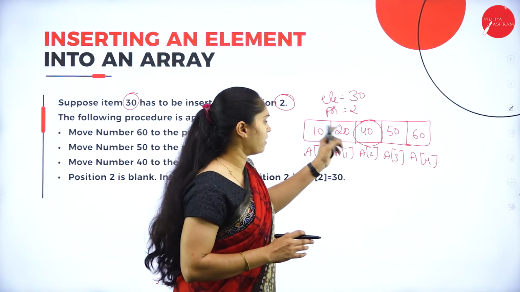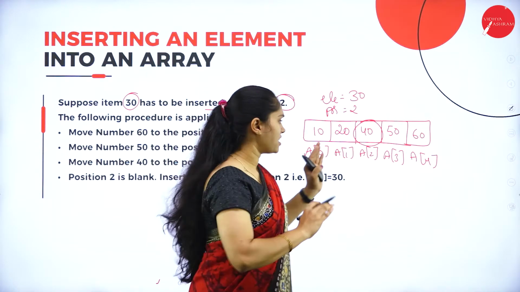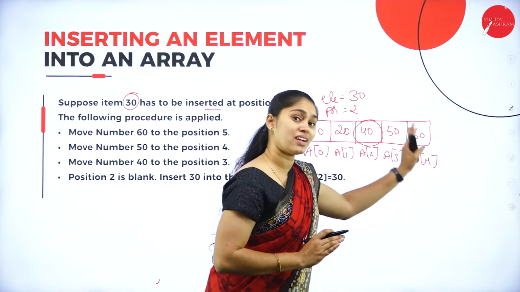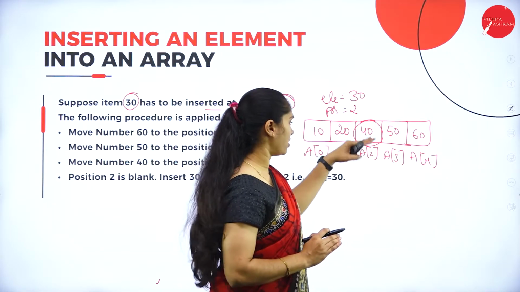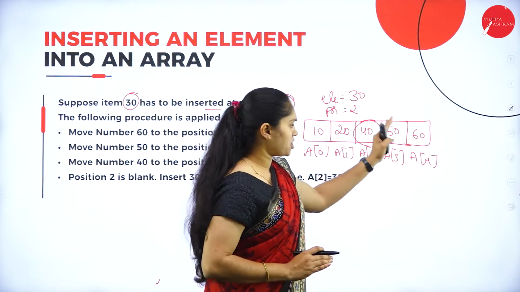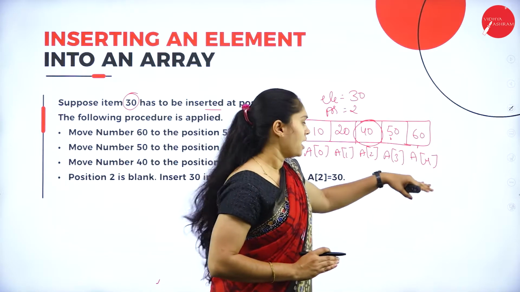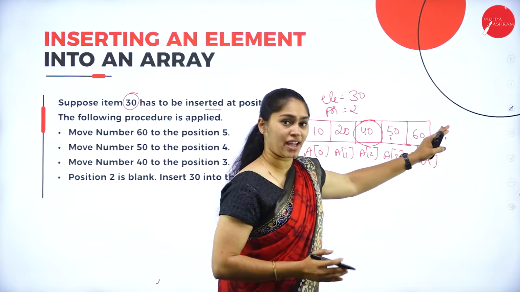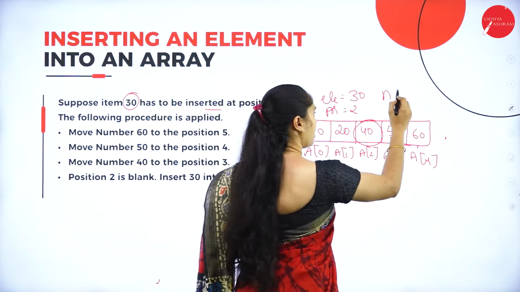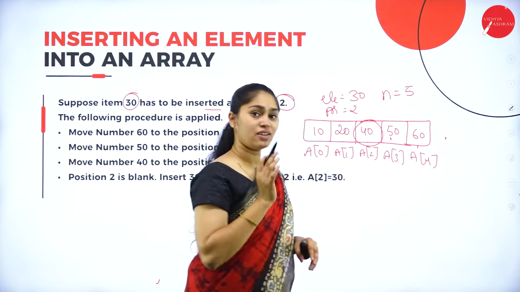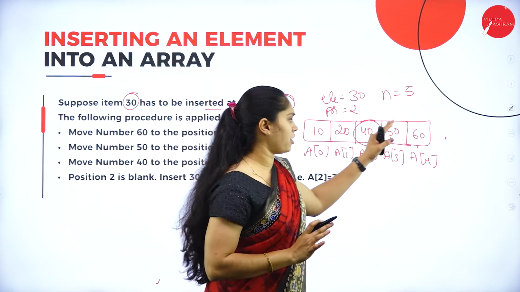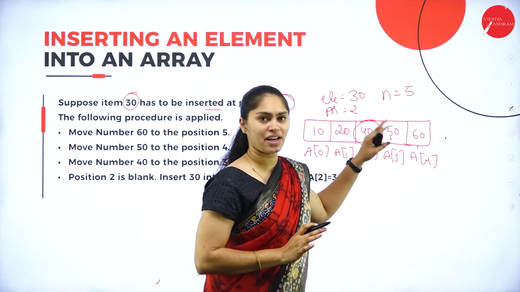Now, where should I leave all these 40, 50, 60? I just need to push them away to the right, or higher position. So whatever we have in A of 2 will be shifted to A of 3, whatever we have in A of 3 will be shifted to A of 4, and A of 4 will be shifted to A of 5. Now you can analyze. Initially it was only 5 elements: 1, 2, 3, 4, 5. So the size n is 5.